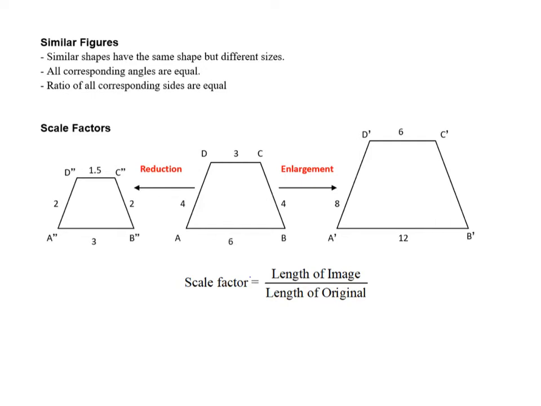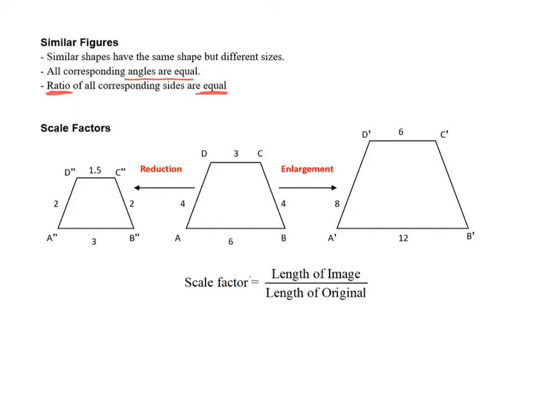Now, in similar figures, all the corresponding angles are equal, and the ratio of all the corresponding sides are equal. So for example, if I have a small triangle and a big triangle, the ratio of one of the sides is 2:3. That means all the other corresponding sides will also have a ratio of 2:3.